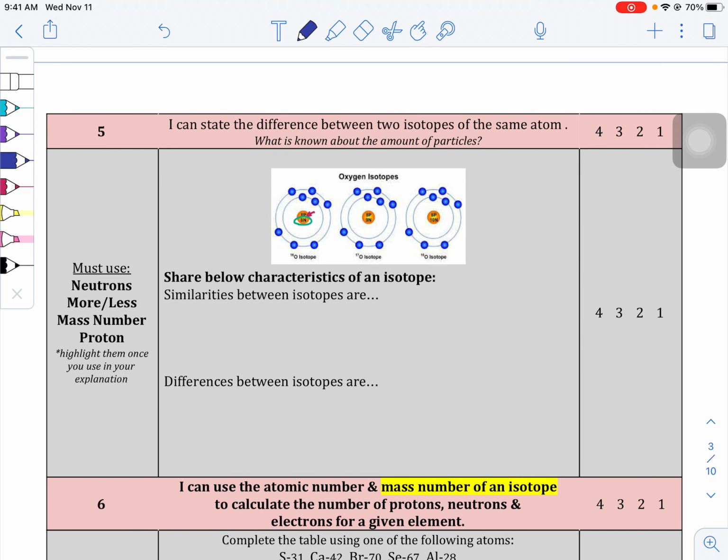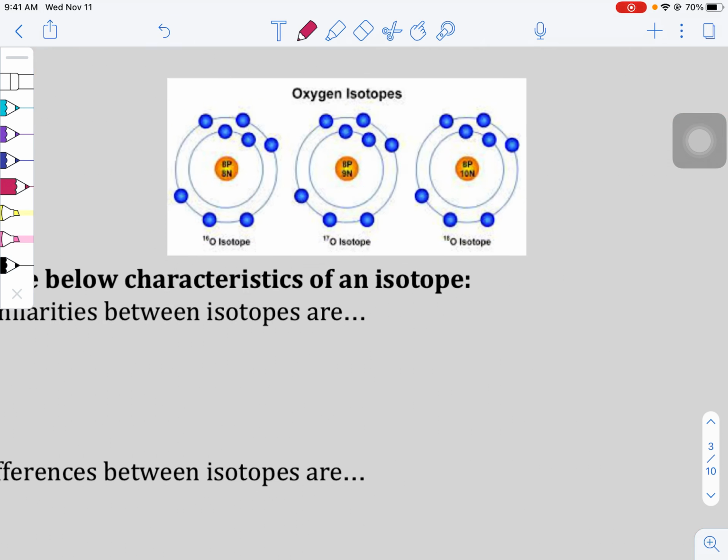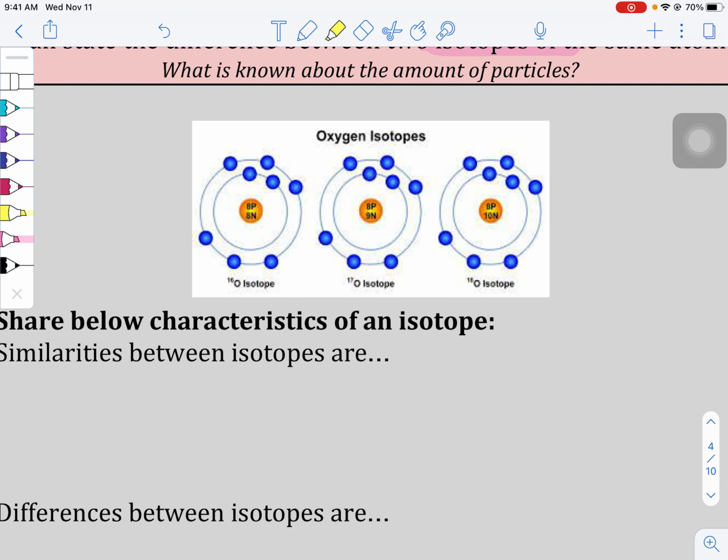So as we jump into learning target 5 here, this is all about isotopes. Isotopes we've been talking about are versions of the same element with slightly different characteristics, right? So here we have a really nice image of 3 oxygen isotopes. And remember, what makes them all oxygen is that they have the same number of protons.